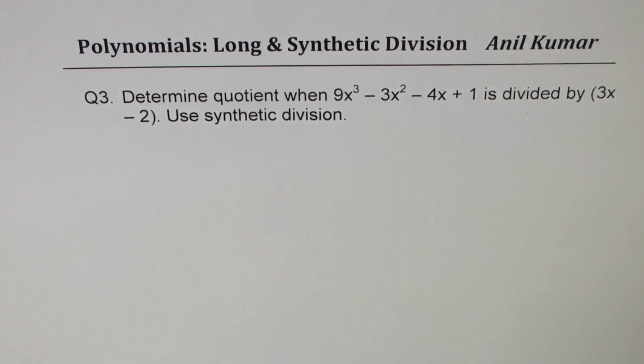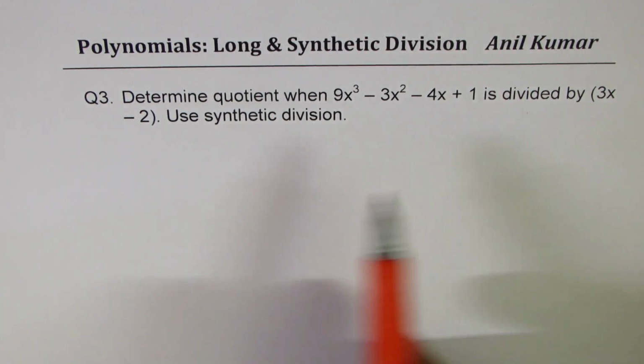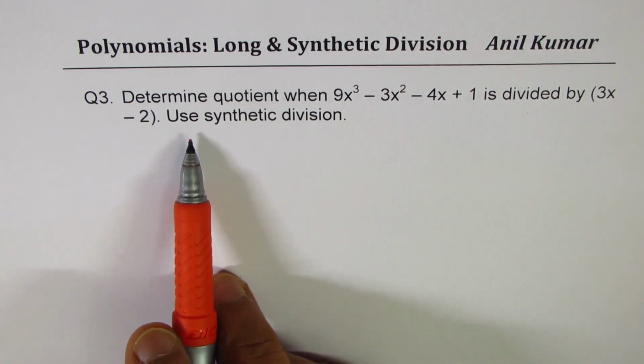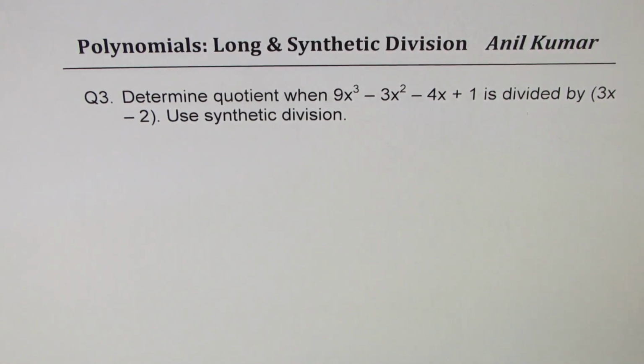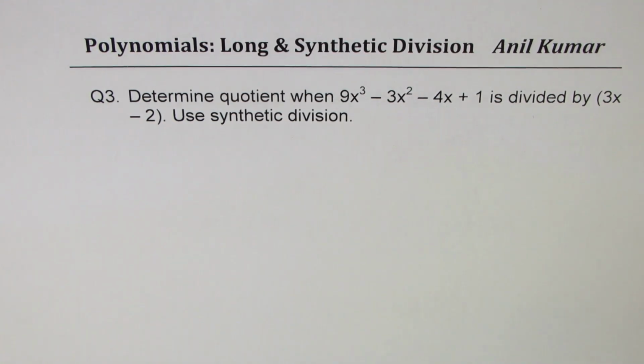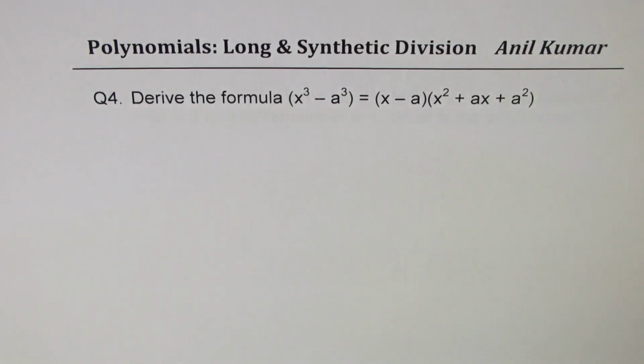Question number 3 is determine the quotient when 9x cubed minus 3x squared minus 4x plus 1 is divided by 3x minus 2. Use synthetic division. Question number 4. Derive the formula x cubed minus a cubed equals x minus a times x squared plus ax plus a squared. Now in the next chapter we are going to do factoring and factor theorem. So this will be handy in factoring difference of cubes.